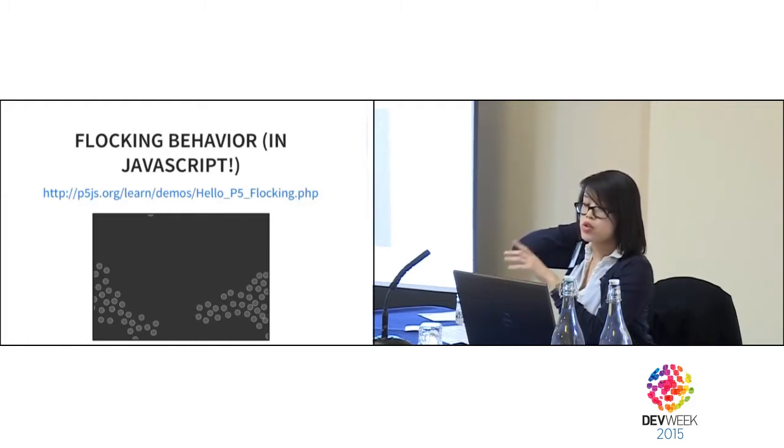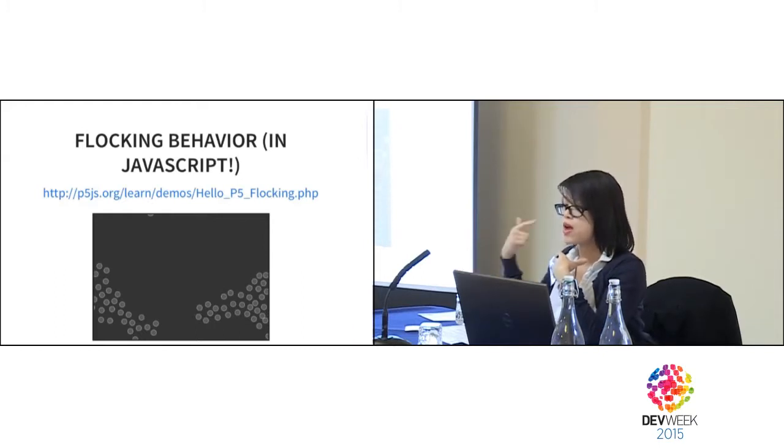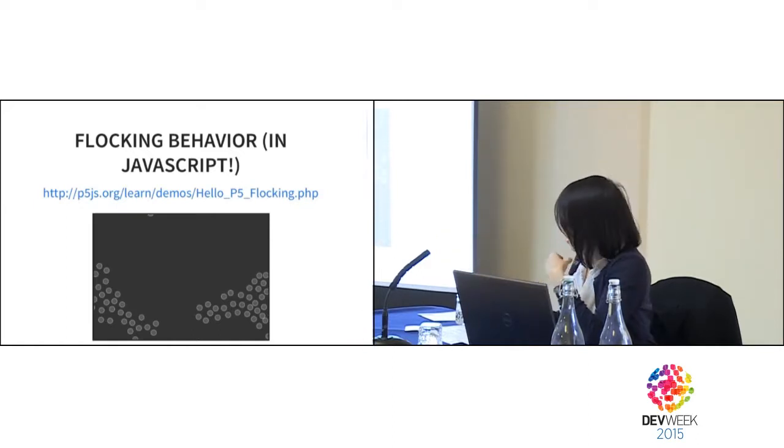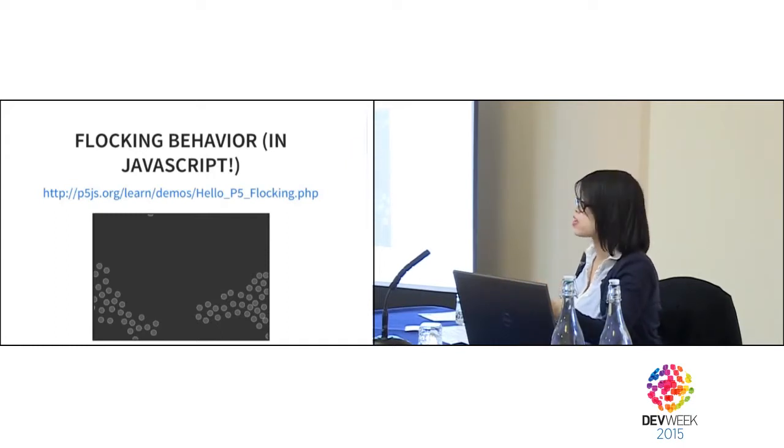It goes towards its nearest neighbor, but avoids bumping into its neighbor. So there's some collision detection going on, and so it's going towards its nearest neighbor, and there's collision detection, and this results in flocking behavior. And flocking behavior occurs in nature. You see it in birds, you see it in schools of fish. This is all done, I know it says .php, but this is all done in JavaScript.